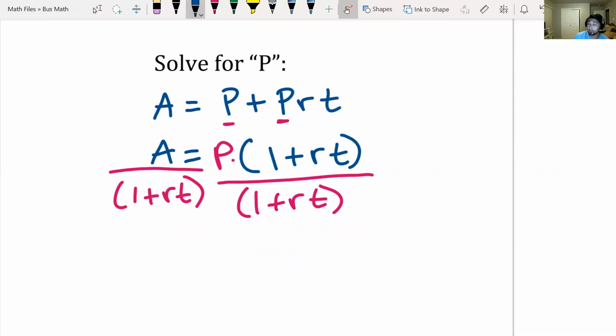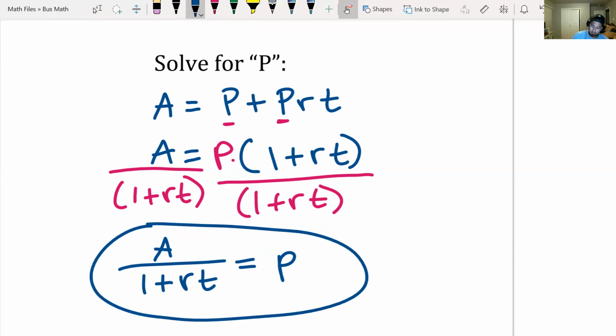What we are left with is A over 1 plus RT is equal to P. And there you have it. We have P all by itself. There you go.